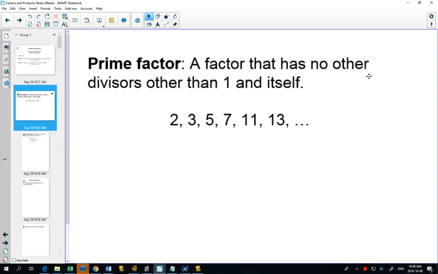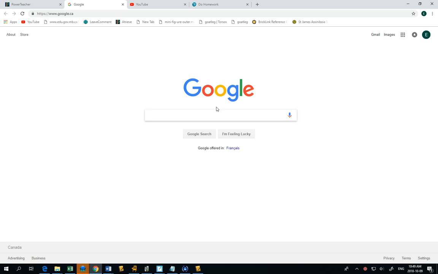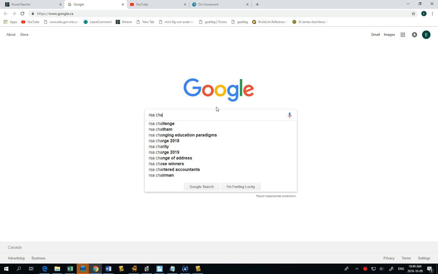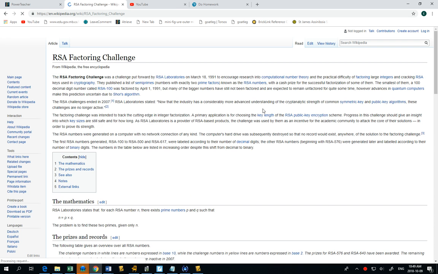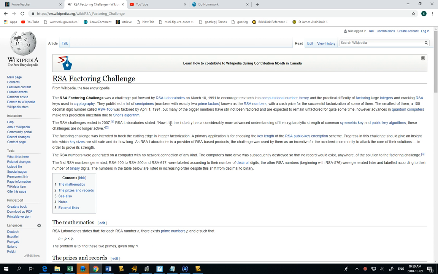So a company a number of years ago put together a challenge. So I'm going to go here to the internet. Here we go. Wikipedia, RSA factoring challenge. They decided they wanted to find out if people could break these codes. So they gave out numbers and they gave out prize money. Like if I give you 143 and the first person in class to get that it was 11 times 13, I give $5 to.